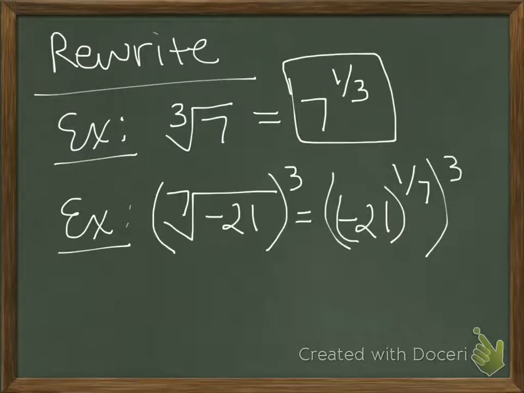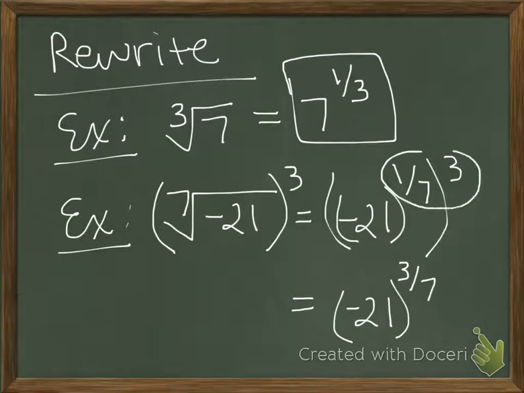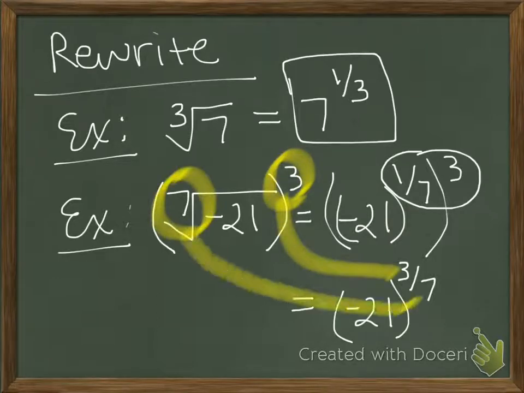So if I put it together, it's negative 21 to the 3/7 power, because if I multiply 1/7 times 3, you get 3 over 7. So basically what happened is this 3 that was here became my numerator, and this 7 that was here became the denominator. The denominator will always be the root, and the numerator will be whatever the power part is.